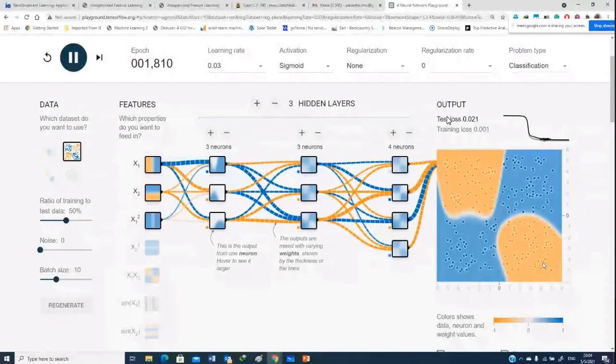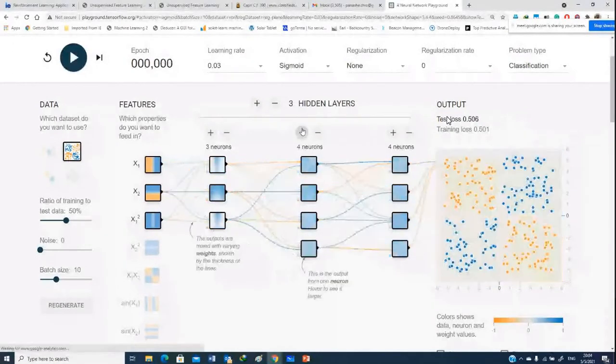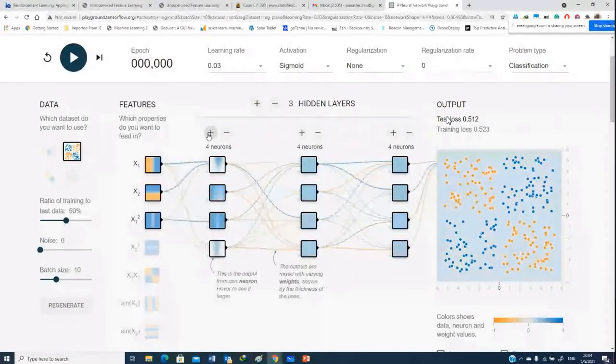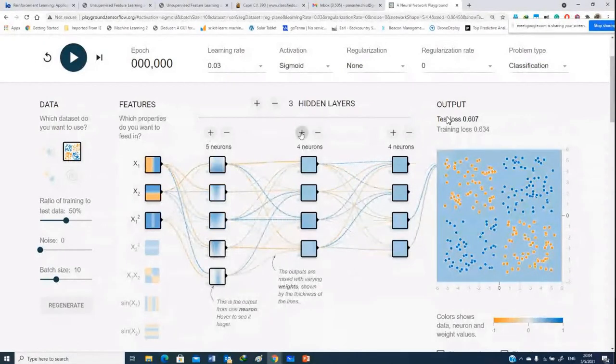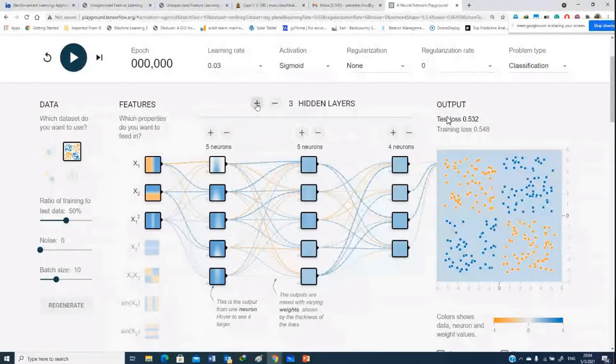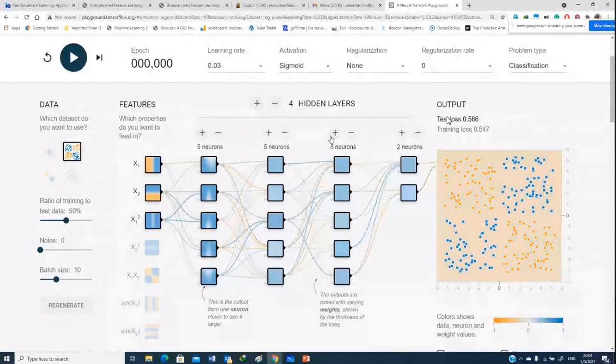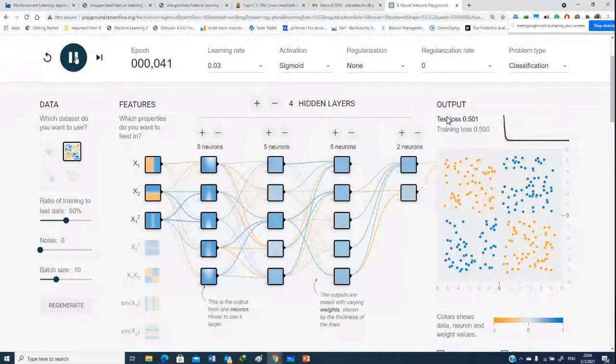Can you see, as you add more, so we can add more neurons, right? And you see what the effect will be, and then we add more hidden layers, and you will see it gets better and better as you add more layers and more neurons.